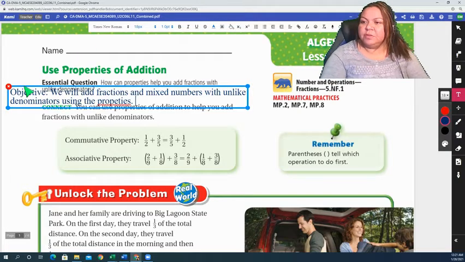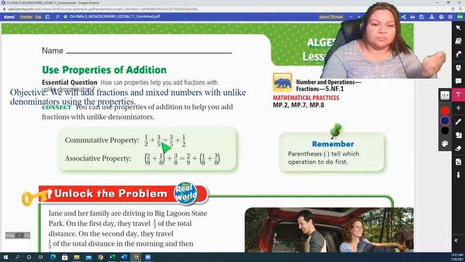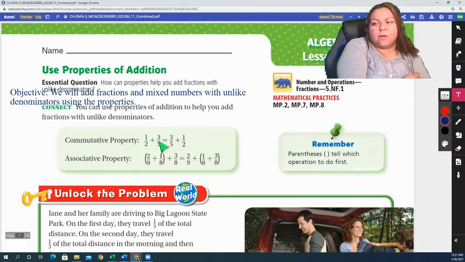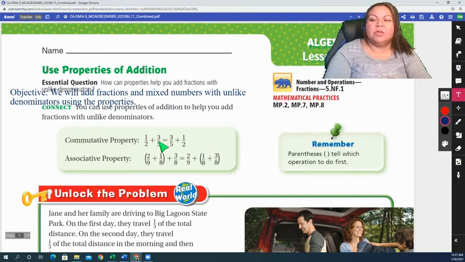So here we're going to be using the properties. Now this is something that you will continue to see in 6th grade and 7th grade. And you have been seeing this since probably 3rd grade, right? And so we want to review this because this will be very, very important. So we will be adding fractions and mixed numbers with unlike denominators using the property.